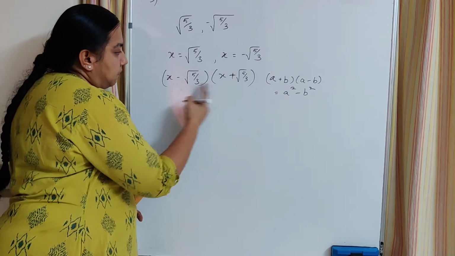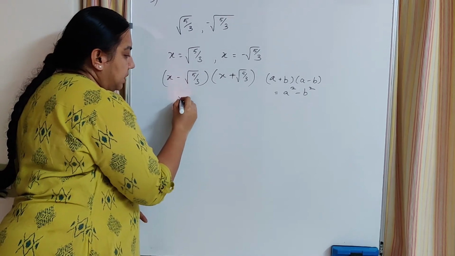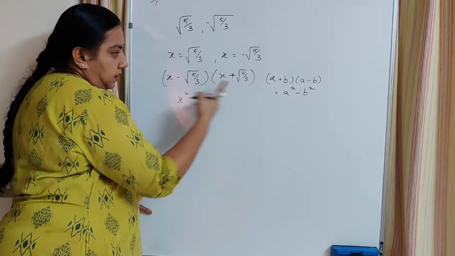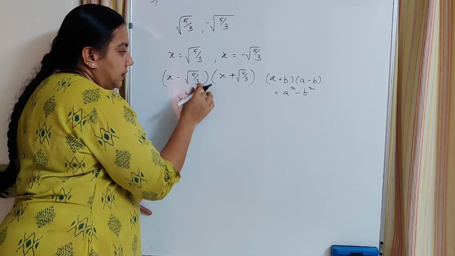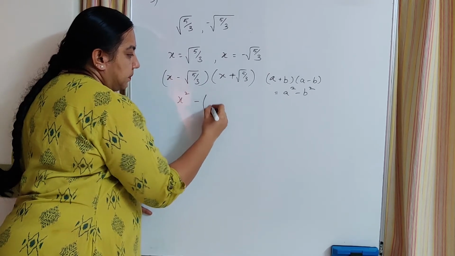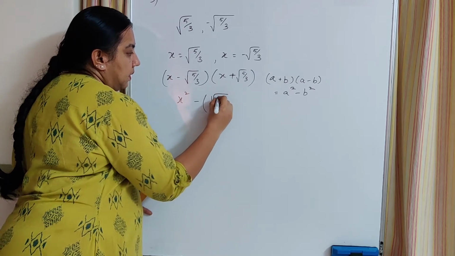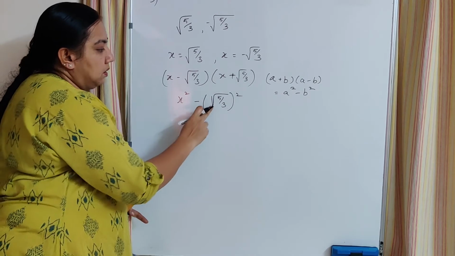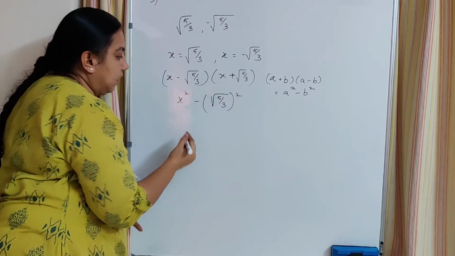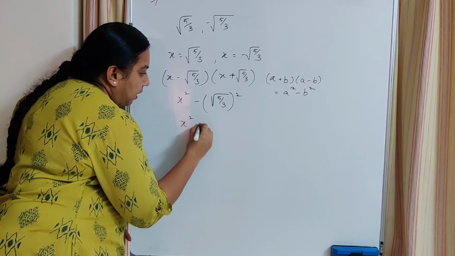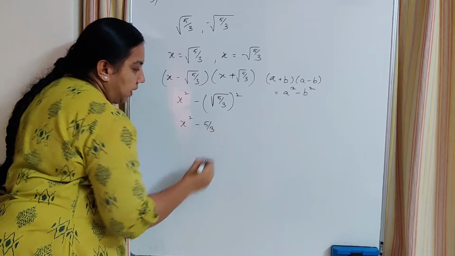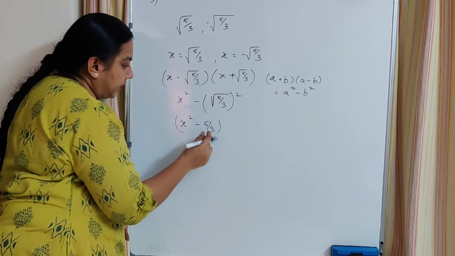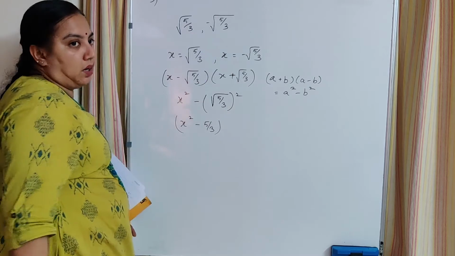Now, when I multiply both the factors, it becomes a square term minus the b square term. Here the b term is root 5 by 3, whole square. So when I square, the square root is gone, and it becomes x square minus 5 by 3. This is a factor of the given polynomial.